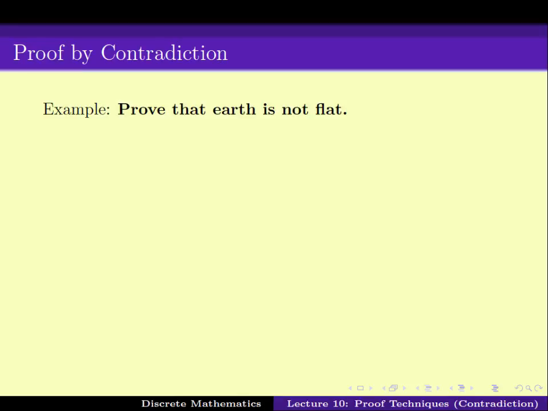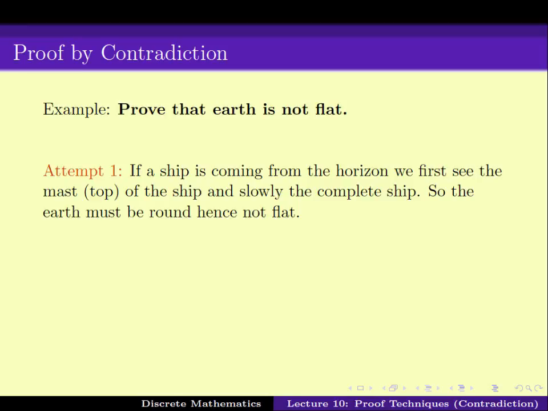So what is it that we do in the case of proof by contradiction? A good example is to consider the following example. It's not a mathematical example as such, but something that's useful. Say we want to prove that the earth is not flat. Now how do you prove that earth is not flat? One way of going about it is, let's try to prove it directly. Namely, when we see a ship coming from the horizon, we see first the top of the ship and slowly the complete ship arises.